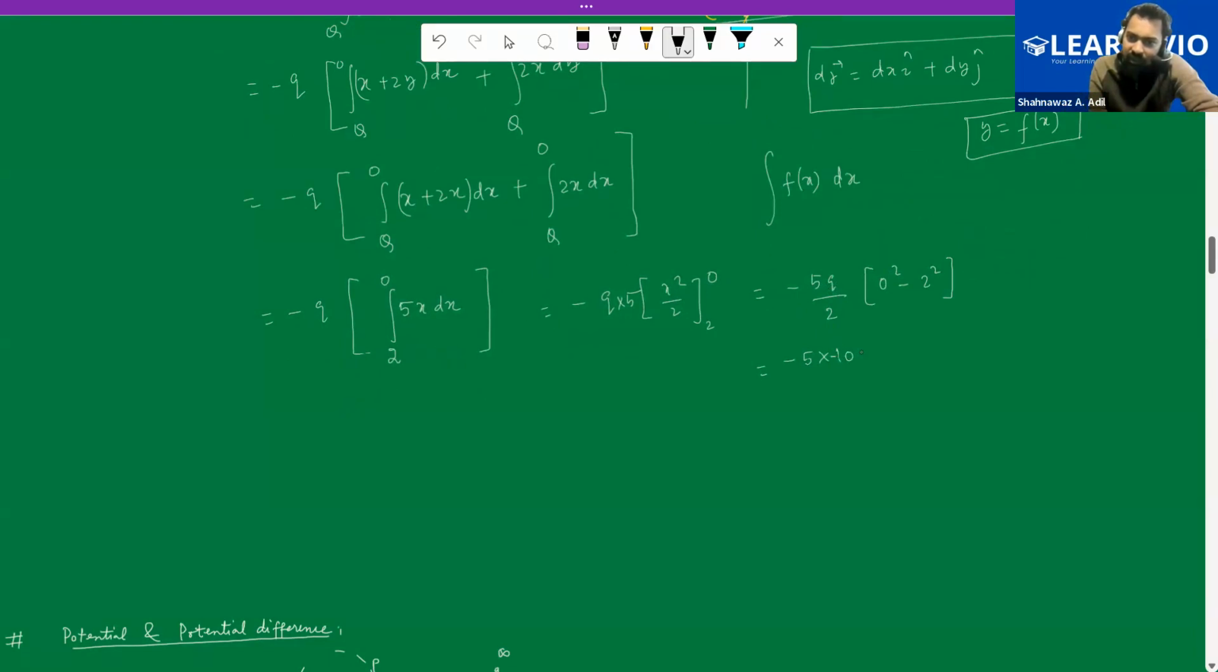Q is minus 10 microcoulomb divided by 2, and then this is minus 4. So this thing and this thing cancels out, right? So we have 5 into 10 into 10 minus 100, and 10 to the power minus 6 joules. That is the work done from Q to O.